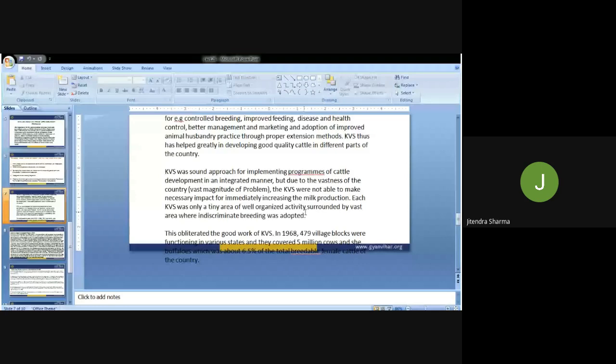So it means that more than 94.5% of the animals, their owners are allowing indiscriminate breeding. So the impact was not that much. Initially the work was done and it was organized well by the central government.